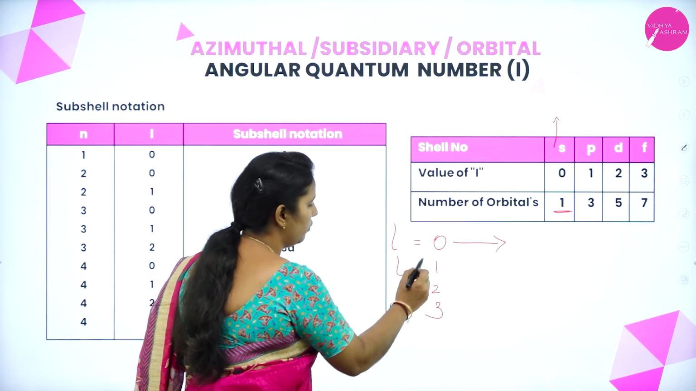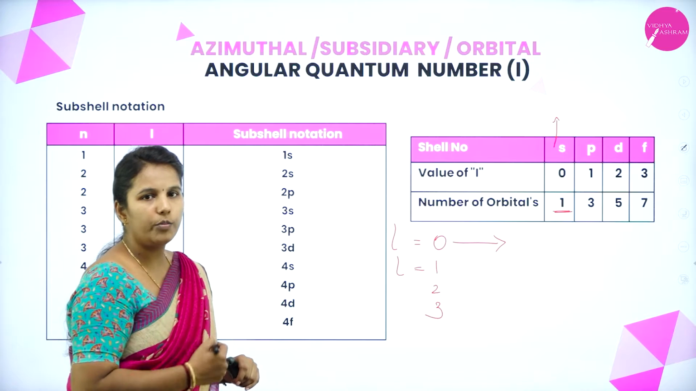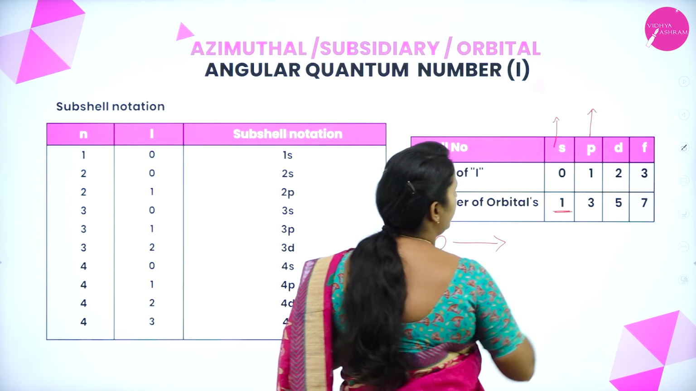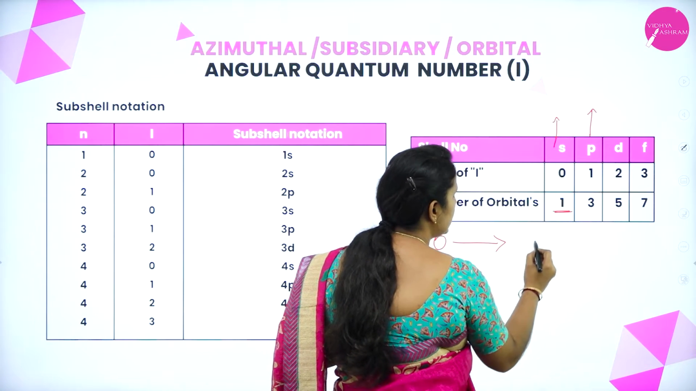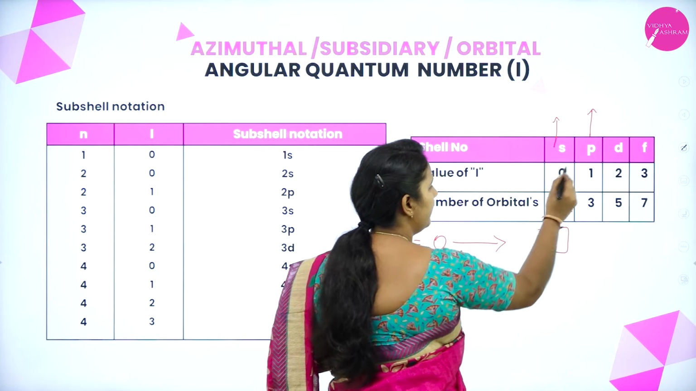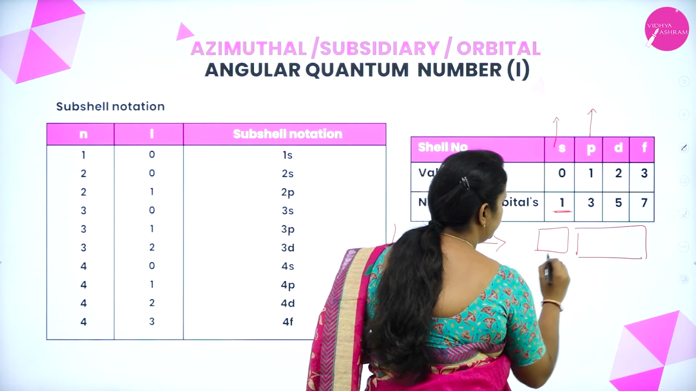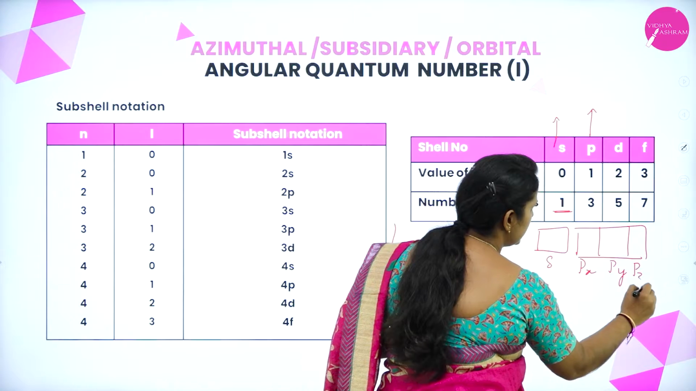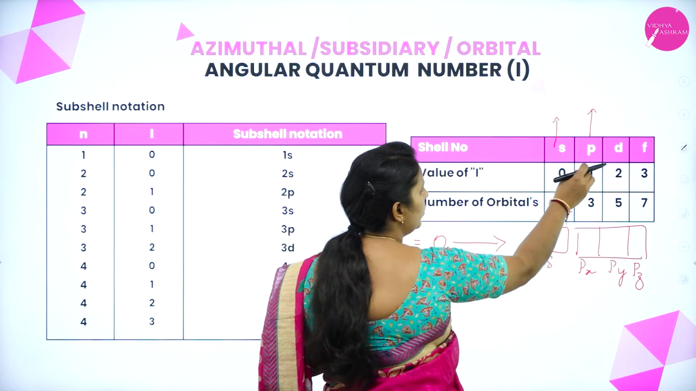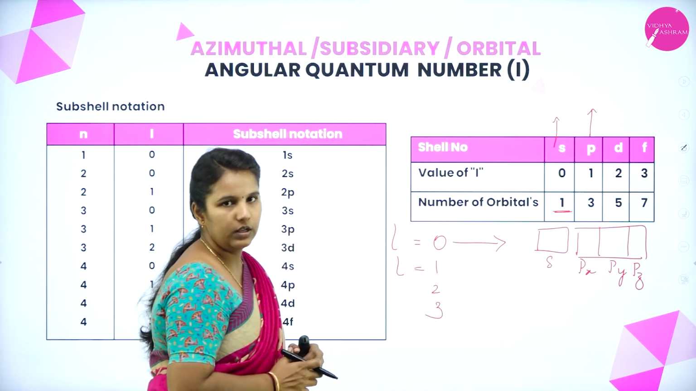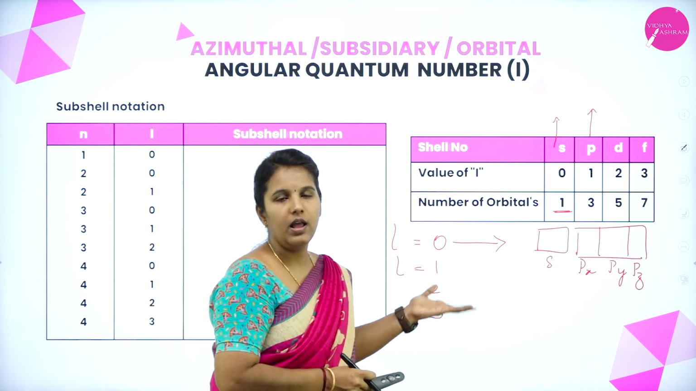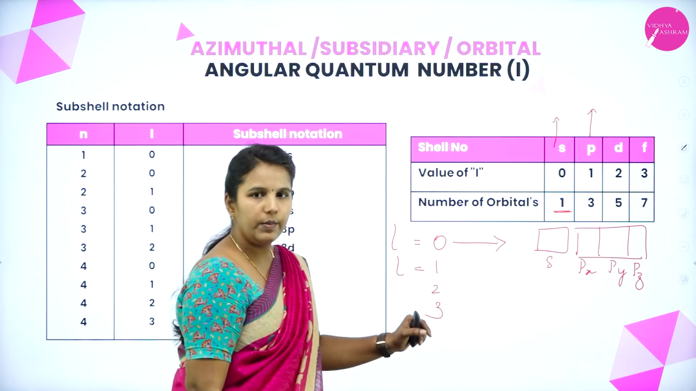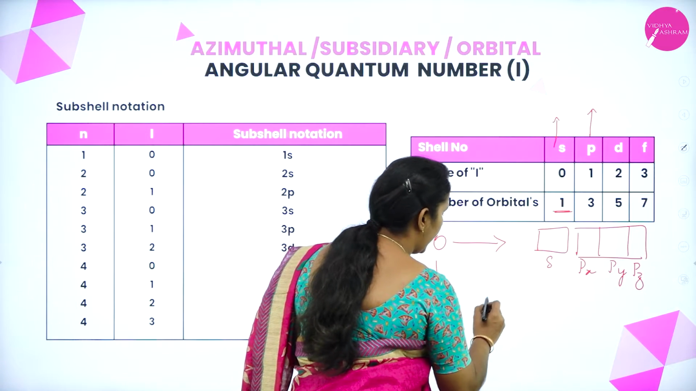Suppose l is equal to 1, then the number of orbitals is 3, and it belongs to the p orbital. We have understood that the s orbital is represented with a single block, whereas the p orbital is represented with 3 blocks, that is px, py and pz. The p subshell has 3 orbitals because the l value is 1 and the number of orbitals becomes 3. Similarly, for the d orbital, the value of l becomes 2, so it has 5 orbitals.